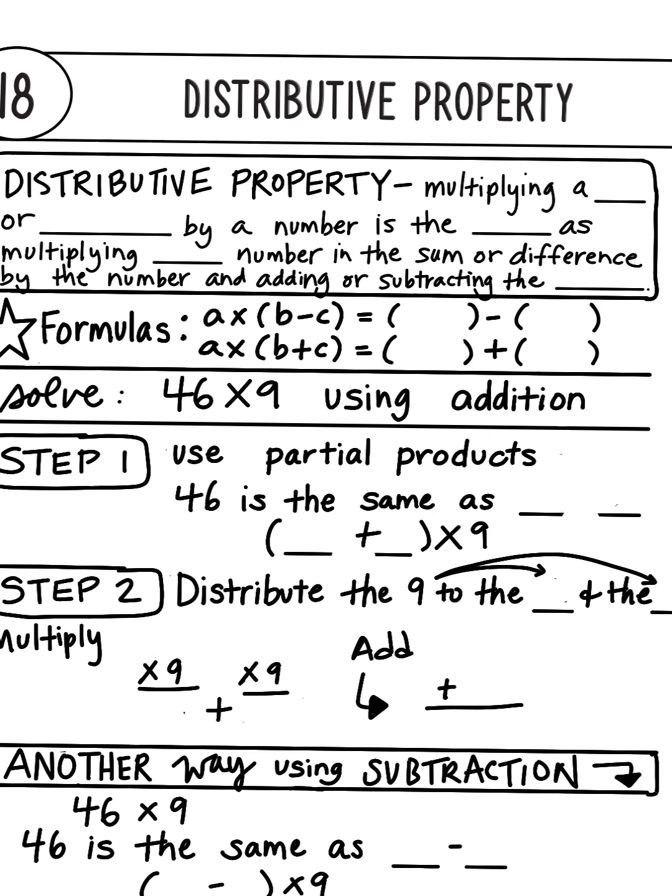Distributive property is multiplying a sum or difference by a number is the same as multiplying each number in the sum or difference by the number and adding or subtracting the product. So that's a lot of words and it probably sounds really confusing. So we're going to look at several examples of what this actually looks like.